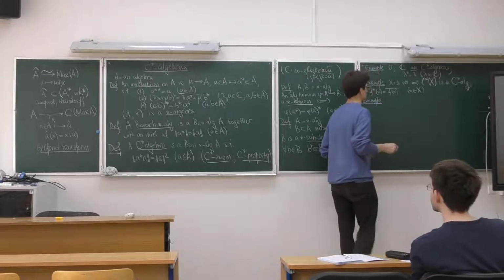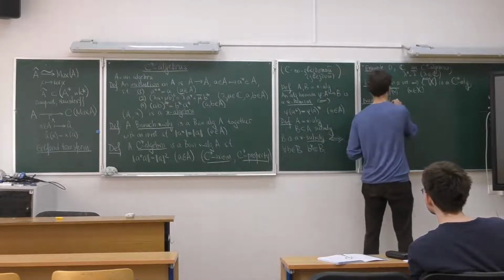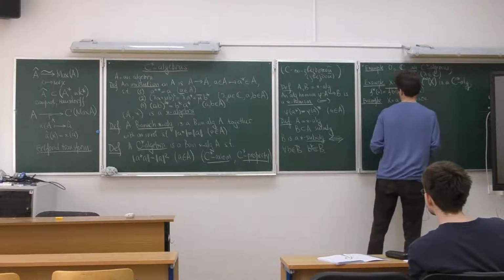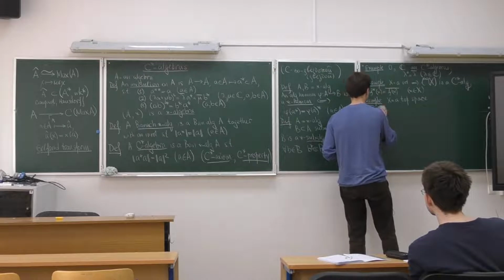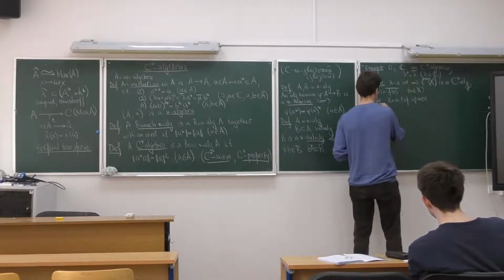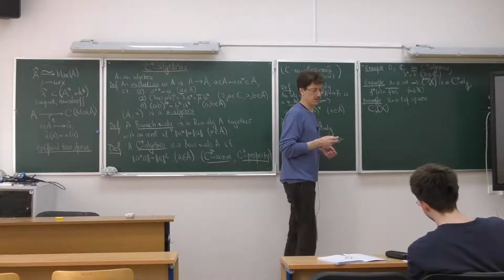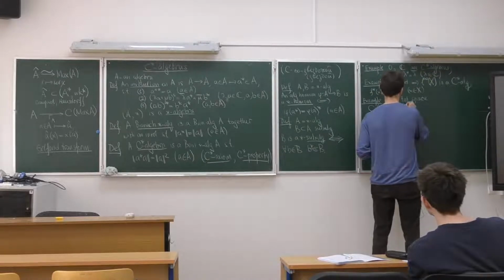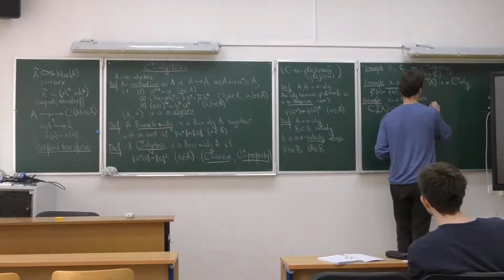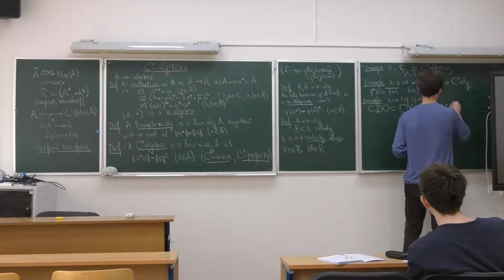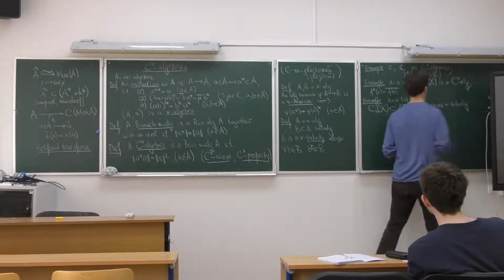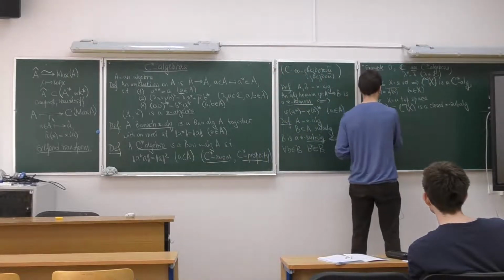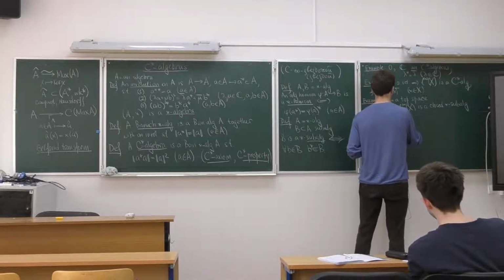Well, now if X is a topological space, then we can consider the algebra CB of X of continuous bounded functions on X. And this algebra is a closed star subalgebra of L infinity of X. And so it is a C-star algebra.